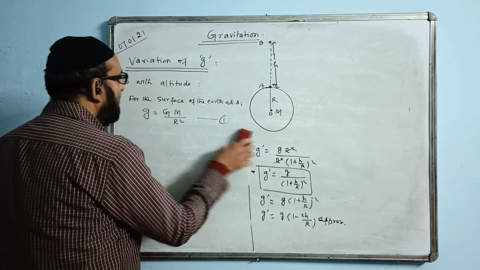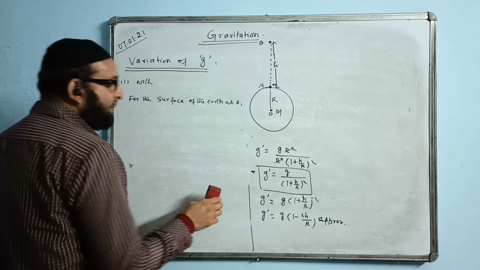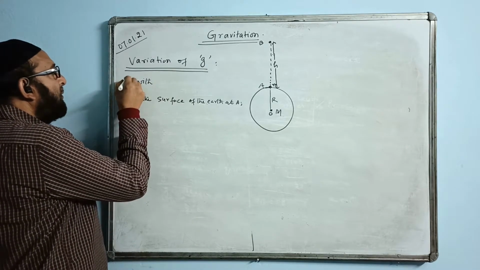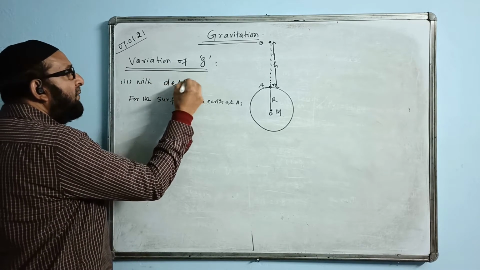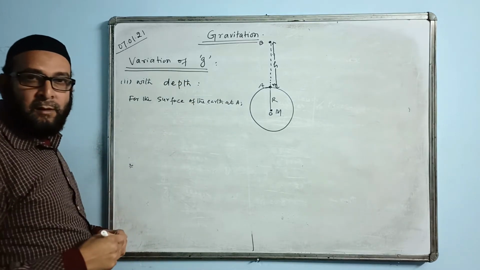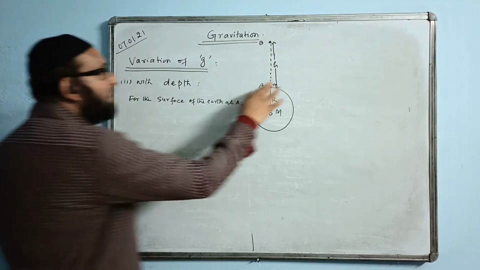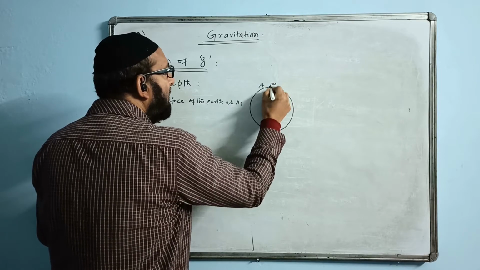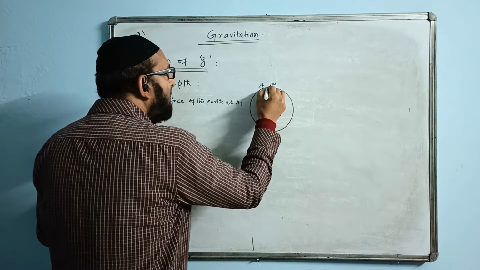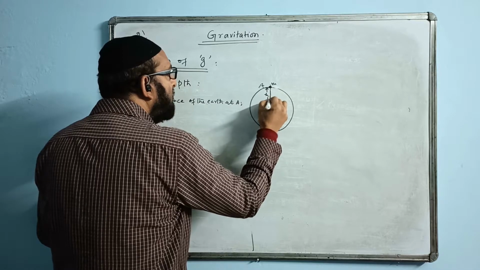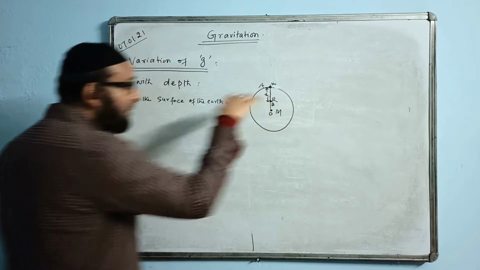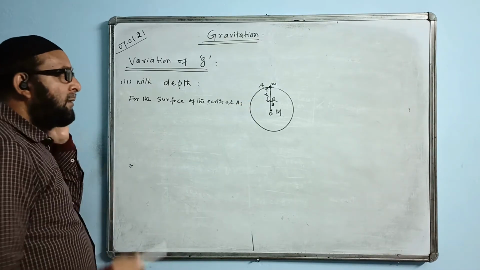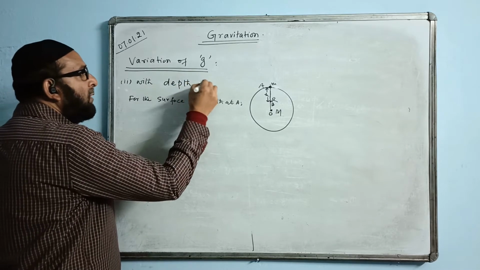Now the next heading is variation of g value with depth. How does it vary with the depth, and we derive a formula for it. First, that means we are taking the body now inside the surface of the earth. This was the body of mass m. Now we have taken it down to a depth h. Let us denote the depth also by h only, somewhere here. This is the point B, inside the surface of the earth, at some depth h.